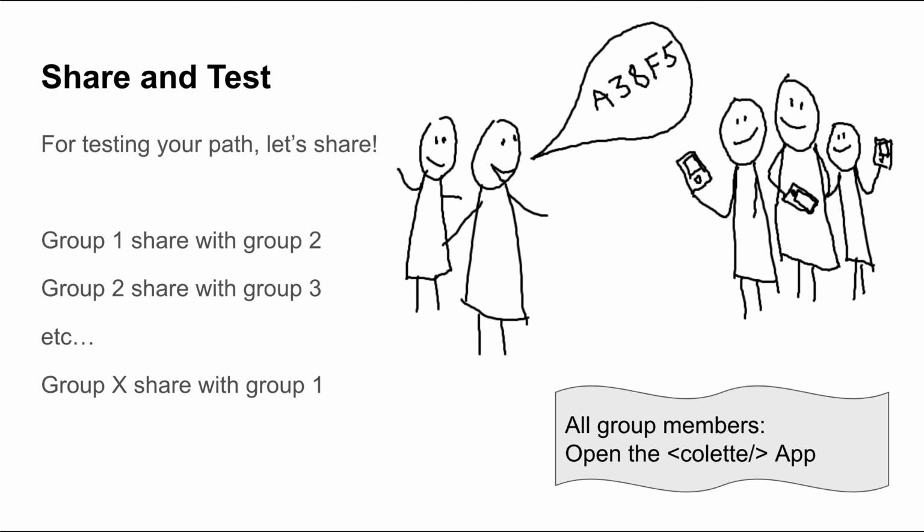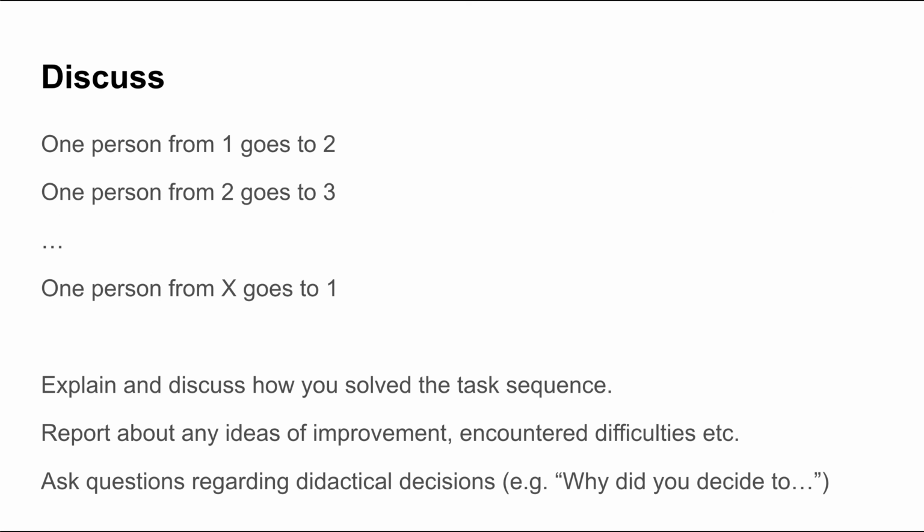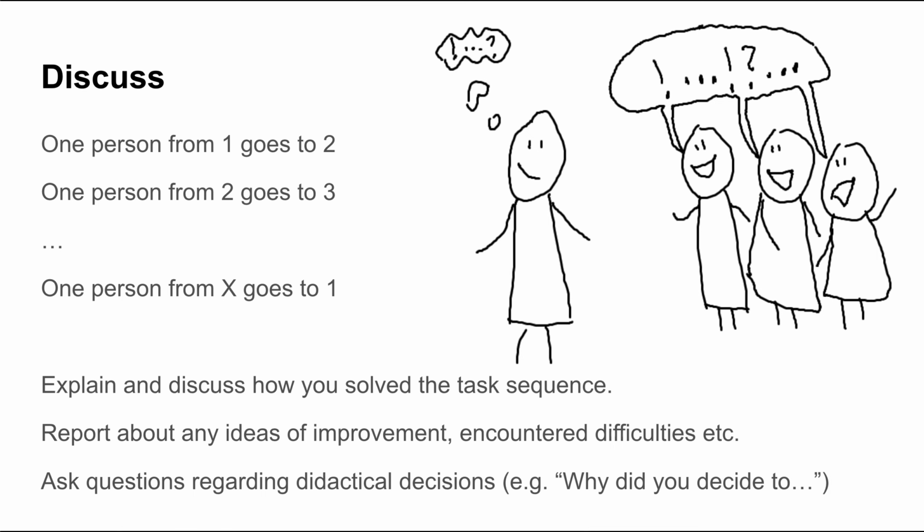Now that everyone has successfully created their path, please share with a group of number 1 higher than yours. So for example, group 3 will share with group 4 and the last group will share with group 1. Then please proceed to test the path, and I would like all group members to open the app. Choose one person now from your group to visit the group which provided your group a path to solve. Share your solution and provide the reasoning. If any bugs occurred, please report them as well.